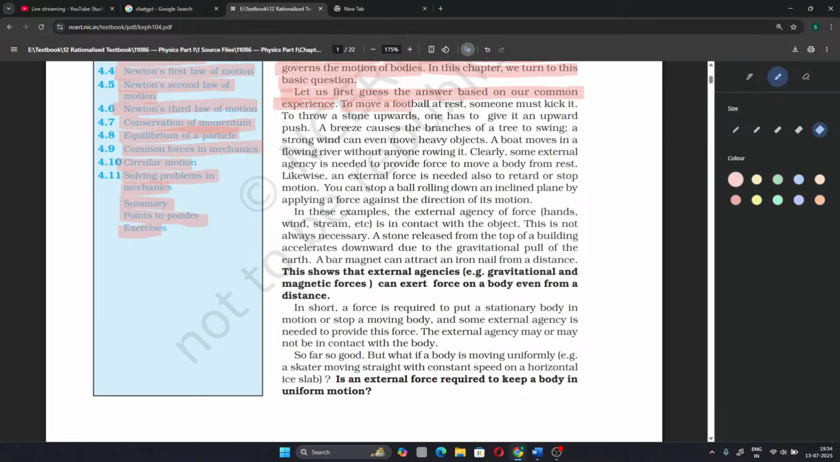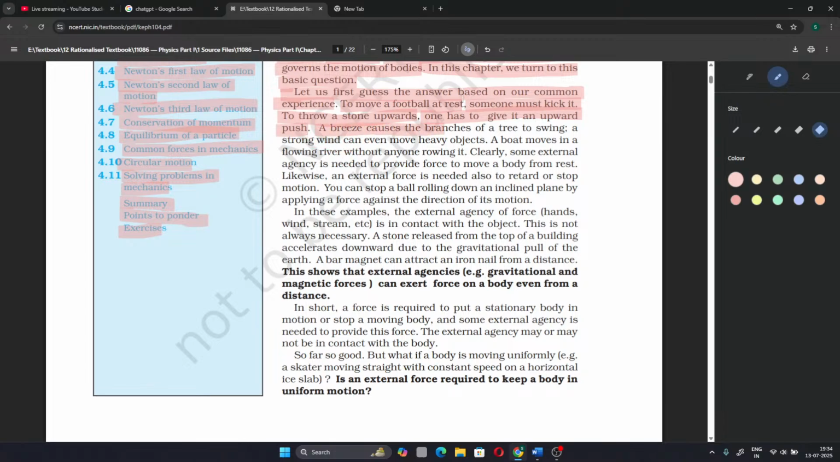To move a football at rest, someone must kick it. Yes, when you play soccer or football, you need to kick the ball for it to move or fly or make a goal. And to throw a stone upwards, one has to give it an upward push. Otherwise, it won't move. We should give it a push. That is what we call throwing.